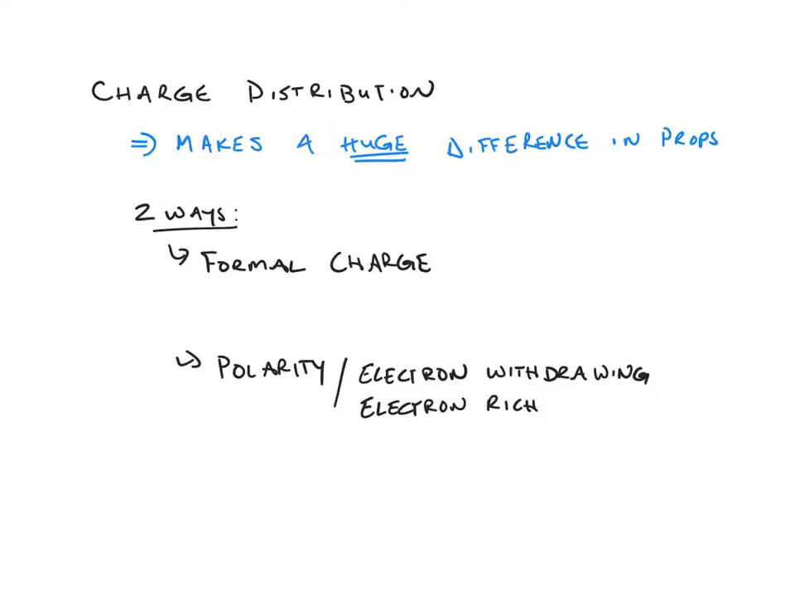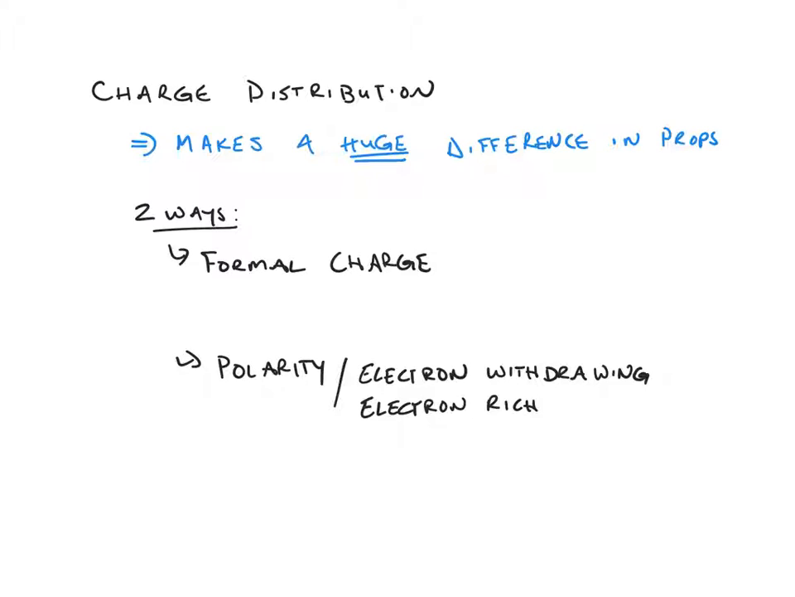And it turns out that charge distribution within a molecule plays a huge difference in the properties of the molecule, right? Molecules with uneven charge distribution are more likely to be water soluble. They're more likely to interact with different things, whereas molecules with even charge distribution don't dissolve in water. They interact with oil. Intermolecular forces are different.